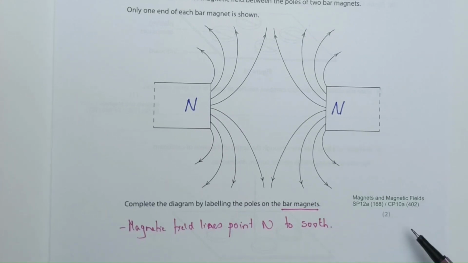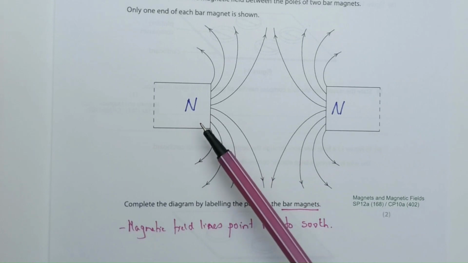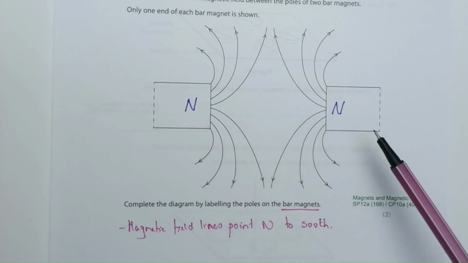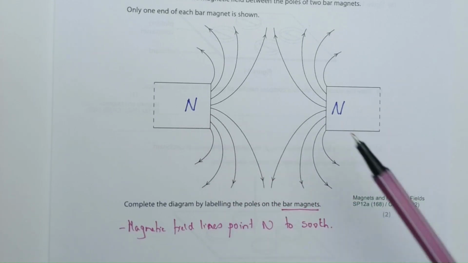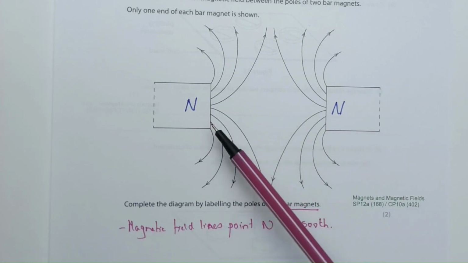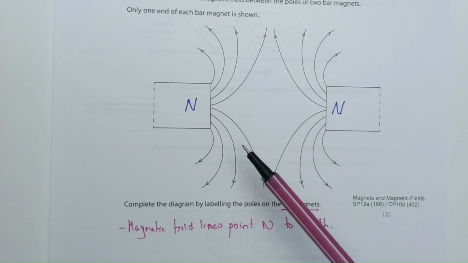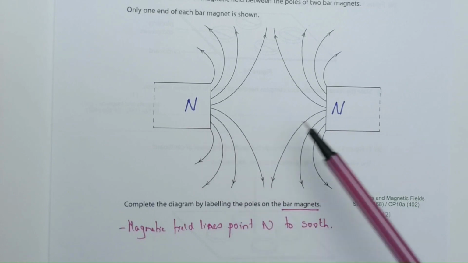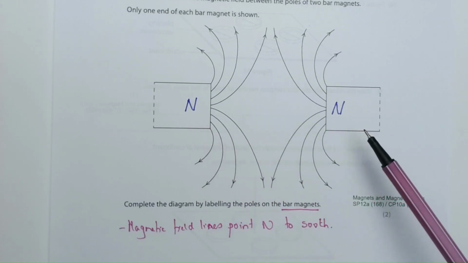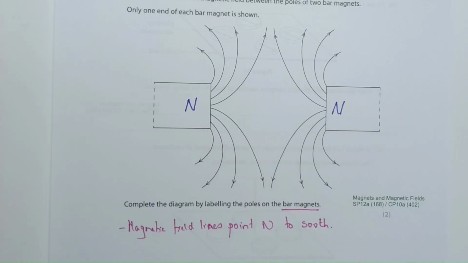Now, for the 2 marks, getting the poles correct as north and similar poles was the 2 marks. If you wrote it down as south and south, although the poles are incorrect, because the poles are similar, you should have got at least 1 mark. Let's move on to the next part of question 4.